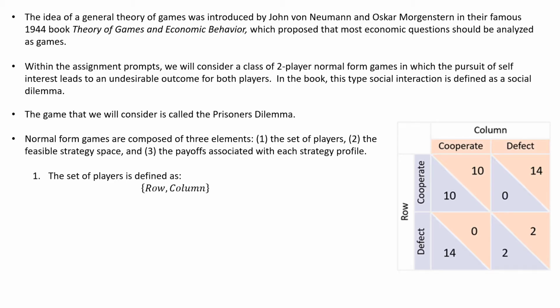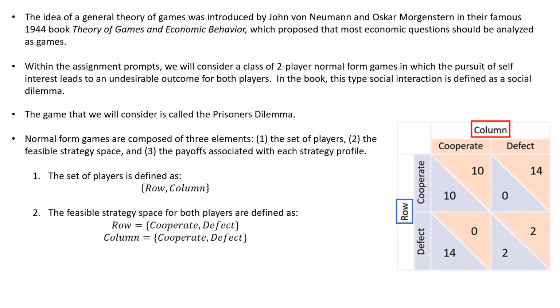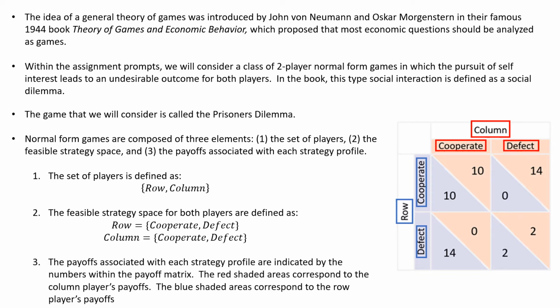In this case, the set of players are defined as row and column, and they can be illustrated by these two boxes right here. The blue box indicates the row player, and the red box indicates the column player. The feasible strategy space is the same for both players. Either row or column can pick cooperate or defect, and in the payoff matrix, they are denoted right there in the blue and red boxes. The payoffs associated with each strategy profile are indicated by the integer values within the payoff matrix itself.